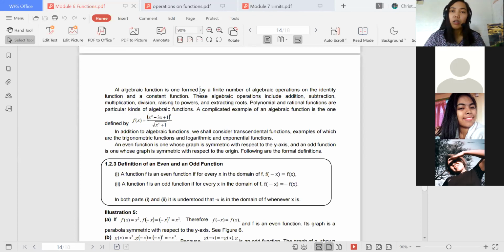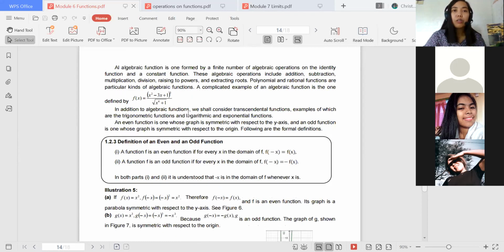So that's what I said earlier: rational functions and square root functions are under algebraic functions. And in addition to algebraic functions, we shall consider transcendental functions. So what are examples of transcendental functions? Trigonometric functions, logarithmic, and exponential functions. Those are transcendental functions.